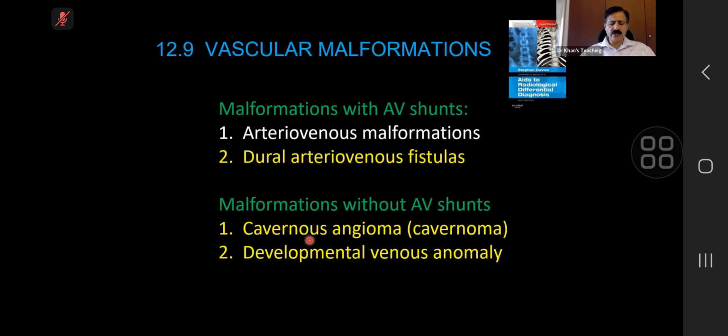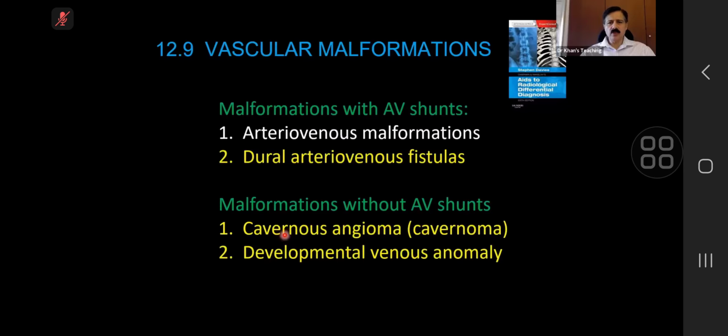Now, cavernous angioma, also known as cavernous malformation or cavernoma, is extremely important, very, very popular in the exam. We will come back to this case. And then there is the developmental venous anomaly, also known as DVA. Interestingly, about 20% of cases of cavernous angiomas can occur with a DVA.